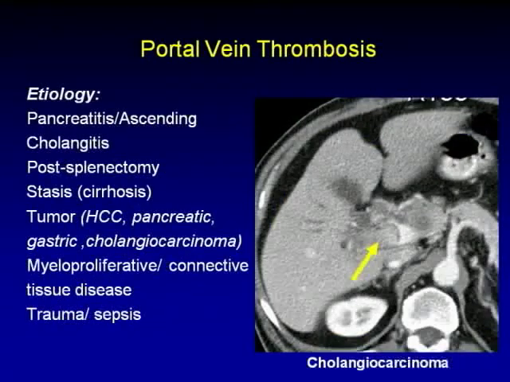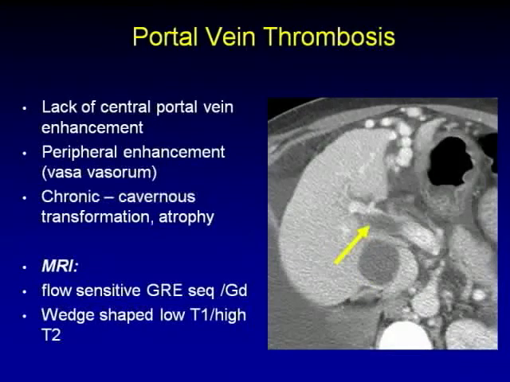Frequently, this can be associated with portal vein thrombosis. There are many different causes of this, including inflammation and tumor. Here's an example: portal vein thrombosis, lack of enhancement of the portal vein. Eventually, this will atrophy and you'll get collaterals.